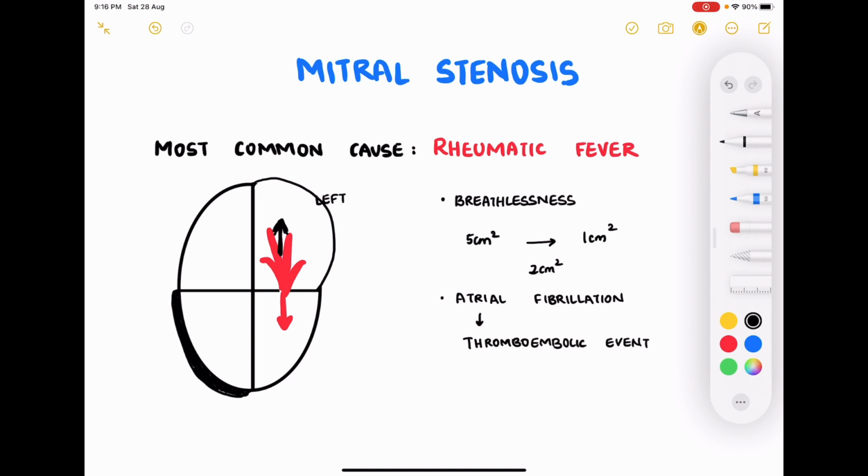It can go as far as tricuspid regurgitation and eventually lead to symptoms of right heart failure, such as pedal edema. So it starts off with the symptoms of left heart failure, that is pulmonary edema, breathlessness, etc. And it can extend into the right heart, leading to right ventricular hypertrophy, dilatation, tricuspid regurgitation, and right heart failure symptoms such as pedal edema, etc.